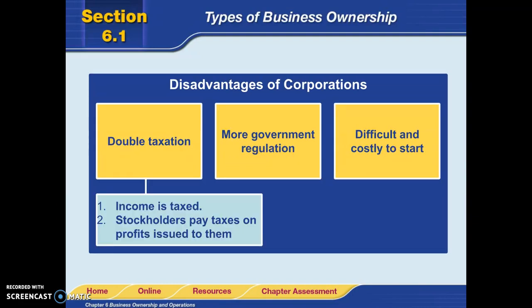Now, disadvantages to corporations is this thing about taxation. And when it comes to corporations, corporations are double taxed. Income is taxed, as well as stockholders pay taxes on the profits issued to them.